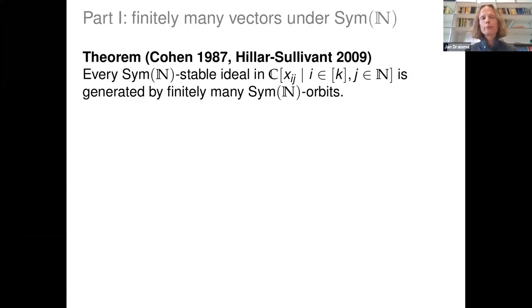Well, then there's a theorem that was first found by Daniel Cohen in 1987 in the context of varieties of algebraic structures, and then later rediscovered by Hillar and Sullivan in the context of algebraic statistics, which says the same thing as the theorem that I had before, namely every Sym(N)-preserved ideal in this infinite polynomial ring is generated by finitely many Sym(N) orbits of polynomials.